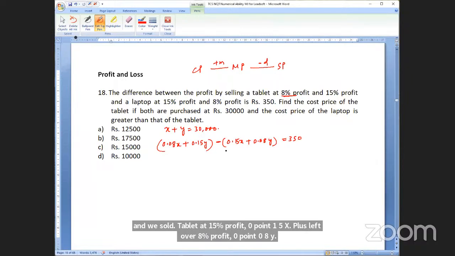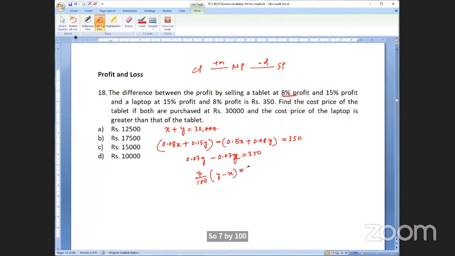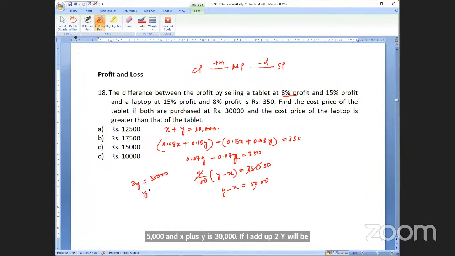Let's check this. 15 minus 8 is 7, so 0.07y minus 0.07x is 350. So 7 by 100 into y minus x equals 350. This will go 50 times. So y minus x is 5,000 and x plus y is 30,000. If I add up, 2y will be 35,000. So y is 35,000 by 2, that is 17,500. And x is 30,000 minus 17,500, that is 12,500.